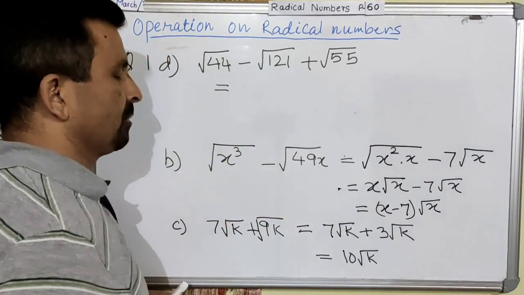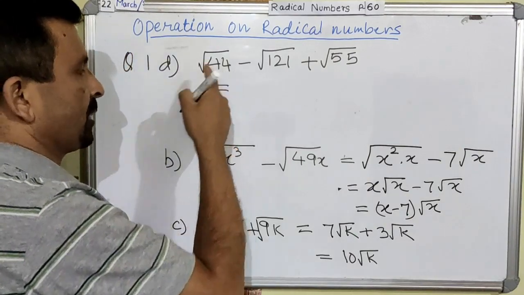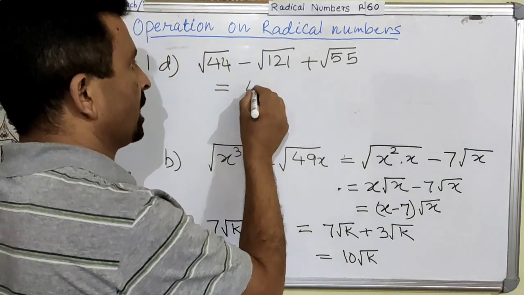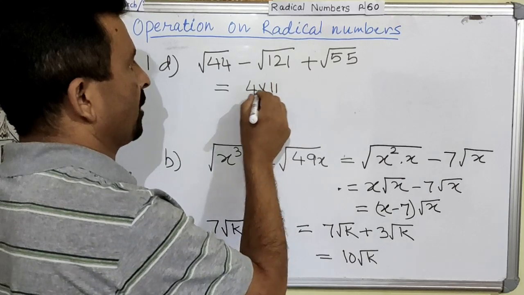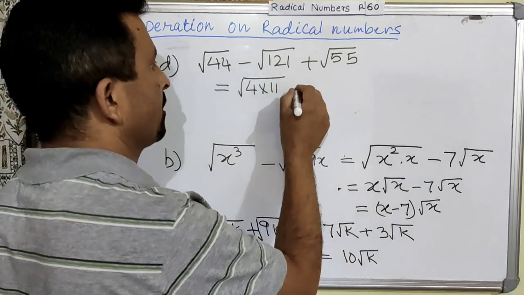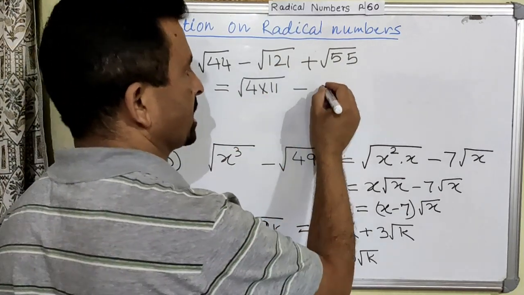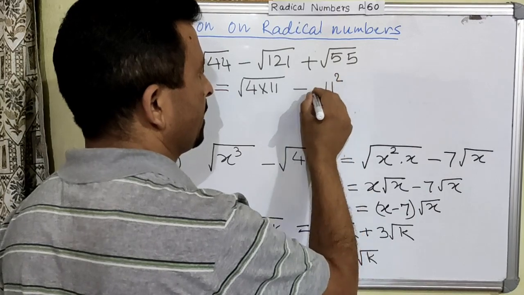This 44, we will try to factorize if possible. Sometimes it may not be possible. But this 44 can be factorized as 4 into 11. This is the only pair of factors where you will get a perfect square number, 4. Minus this 121 is already a perfect square. You know, it is the square of 11.